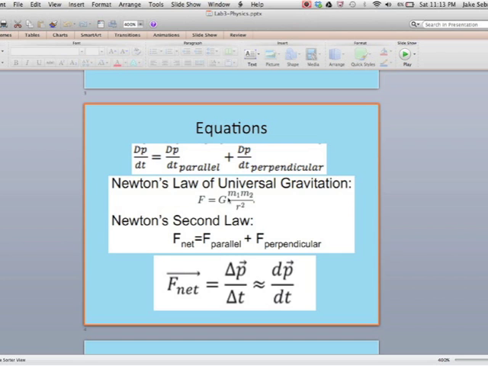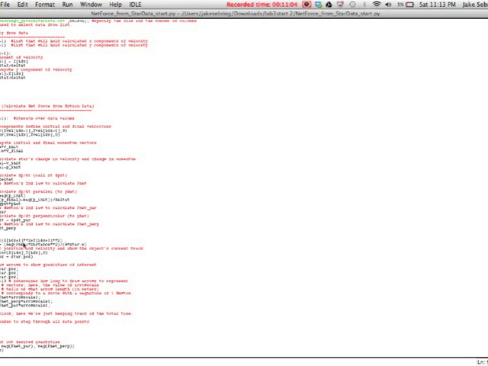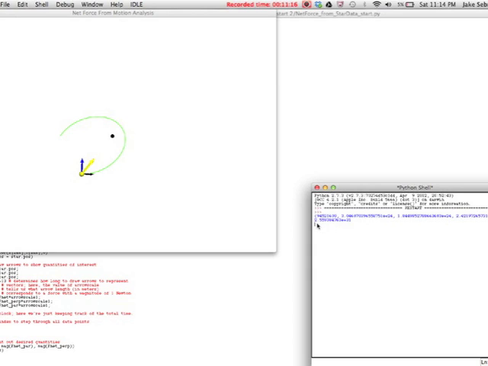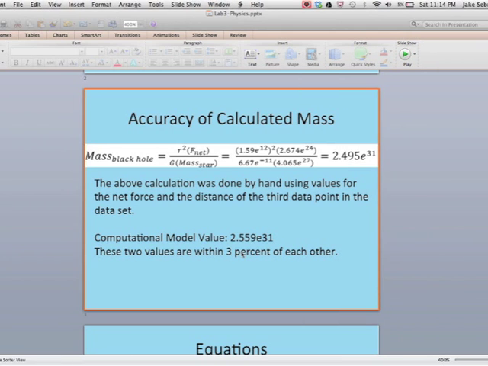So I rearranged this equation right here into this format to solve for the mass, and the mass of the black hole was printed as 2.55 times 10 to the 31st. In order to determine if the calculation was accurate, I did the calculations by hand using the net force on the system and verified the value of the black hole mass.